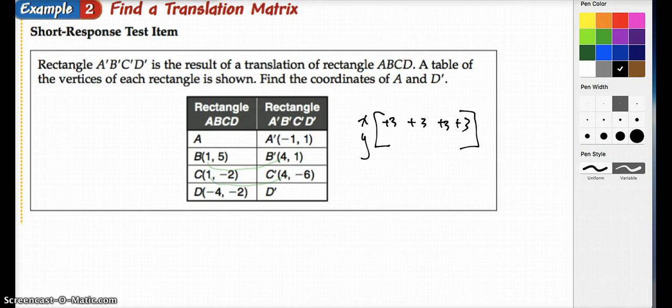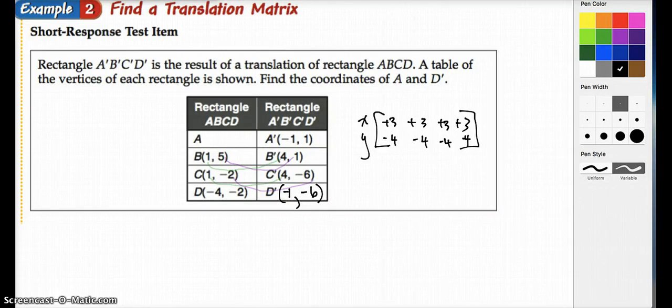And then for the y, if I'm taking a look at the y, I'm going to see that I go from 5 to 1 and -2 to -6, which looks like a drop of 4. So I would have -4 here. And then I can use that information to figure out what's going on here for D really easily. Add 3 and I get a -1, and then subtract 4 and I get a -6, which feels right.